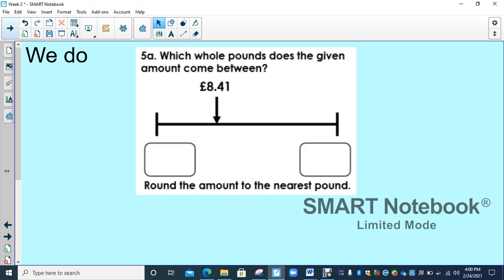So we've got our first video question. Which whole pound does the given amount come between? And then round the amount to the nearest pound. So pause the video here, have a go, and then join me in a minute.